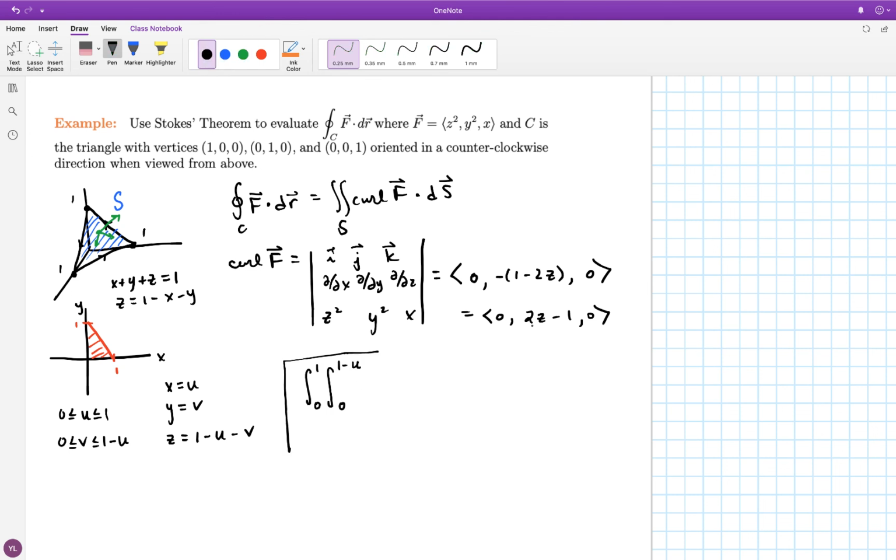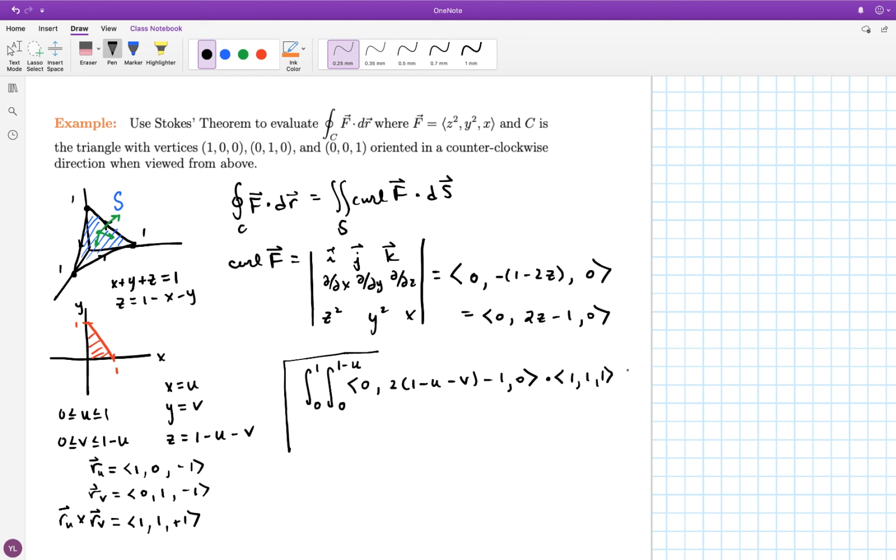So here's the curl of the vector field, and I'm going to plug in the parameterization. All right, I'm just getting r_u and r_v, and then the cross product, of course. Oops, that's 1, 1, 1. And then I'm ready to roll.